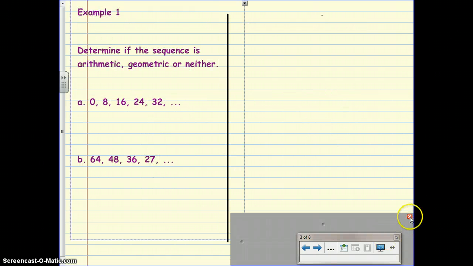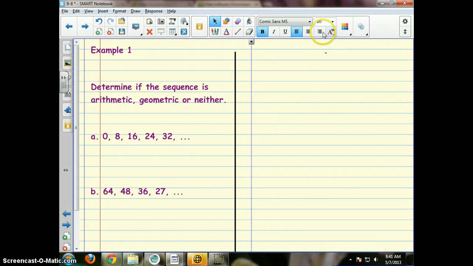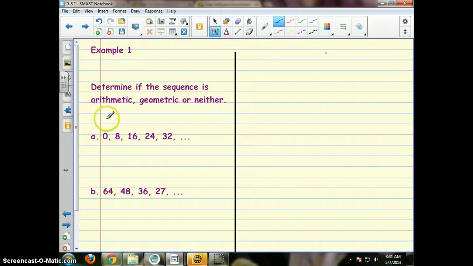So our first example today is to determine if the sequence is arithmetic, geometric, or neither. For our first example, I'm going to try to find out if it's geometric by finding out if it has a common ratio. 8 divided by 0 is, actually, it's undefined, isn't it? 16 divided by 8 is 2. 24 divided by 8, oh, that's a different number. So we know it's not geometric because it doesn't have a common ratio.